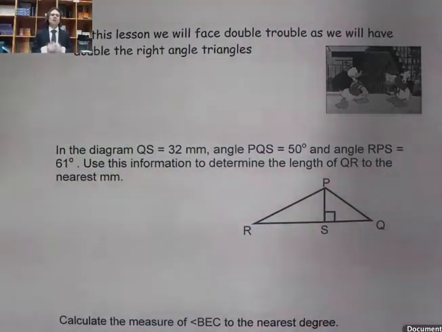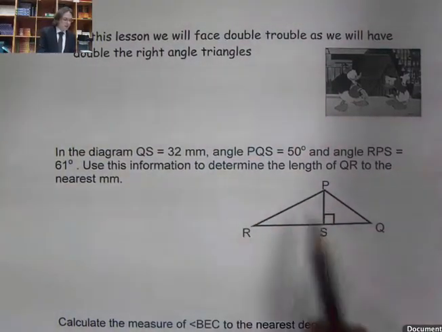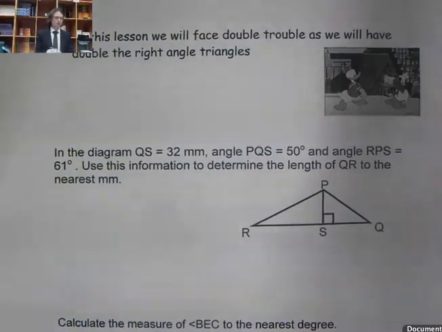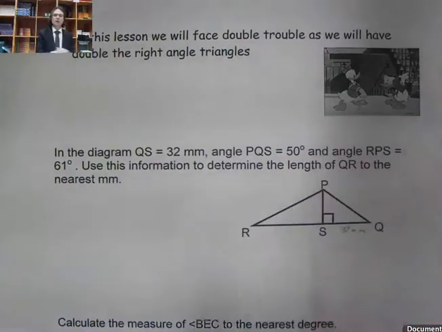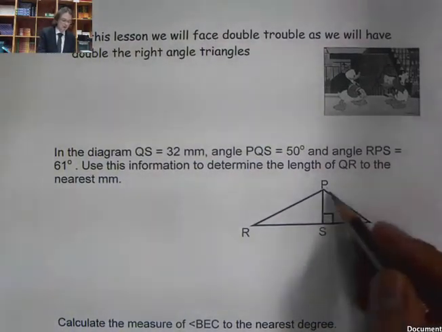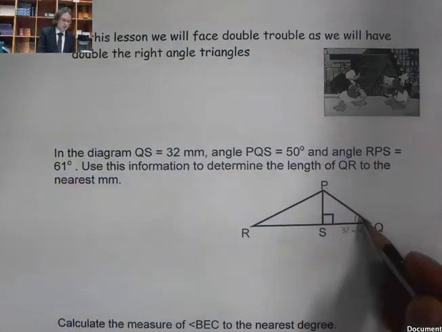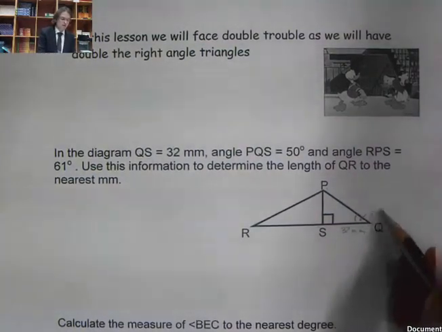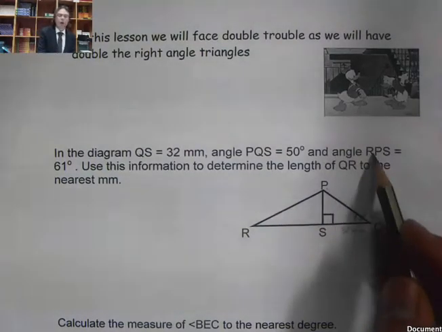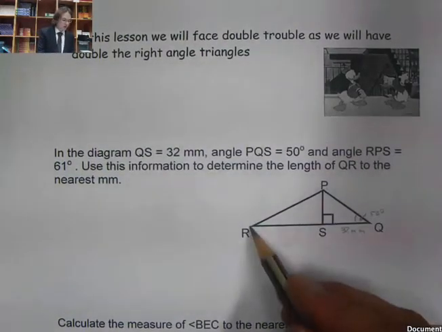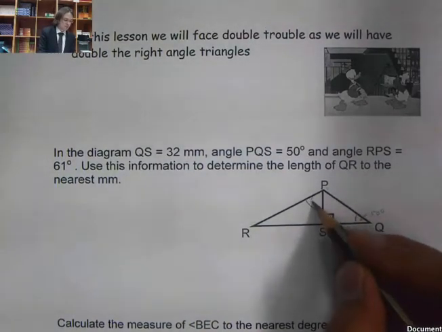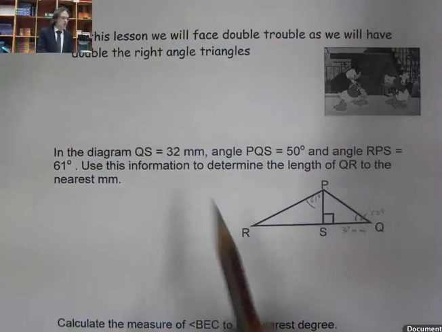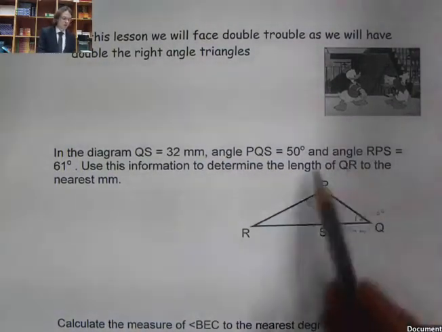Now, in this diagram, we have QS equal to 32 millimeters. So QS is 32 millimeters, okay? Angle PQS is 50 degrees. So P to Q to S is 50 degrees. And we also know that angle RPS is equivalent to 61. Use this information to determine the length of QR.